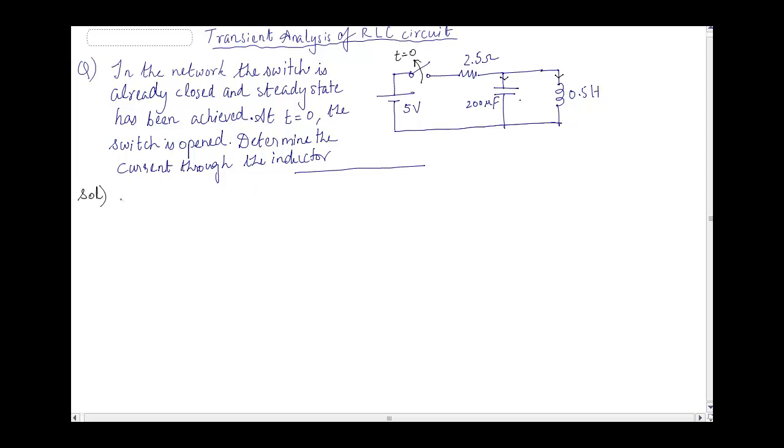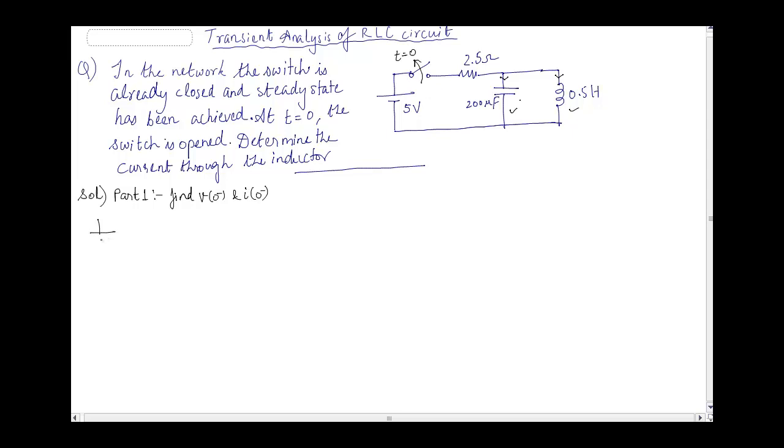For part 1, first we will find out what voltage source we have to keep here and what current source we have to keep here. That means we are interested in finding V0 and I0, because both of these got charged. So we know what circuit diagram we have to draw.